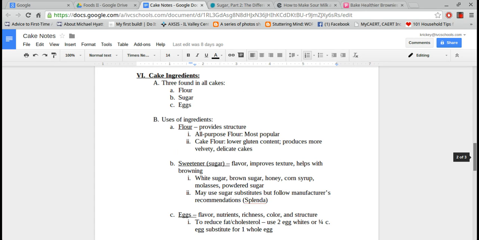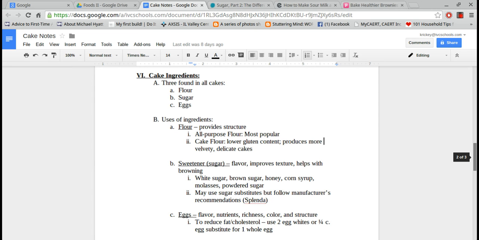The two basic types of flour you use in baking cakes is all-purpose, which is just what it sounds like. It's the most purposeful and most popular, and cake flour. Now, real briefly, cake flour is what makes those cakes that you buy at the bakery so delicate, and just when you bite into them, they just melt in your mouth. And the reason is because of the gluten content.